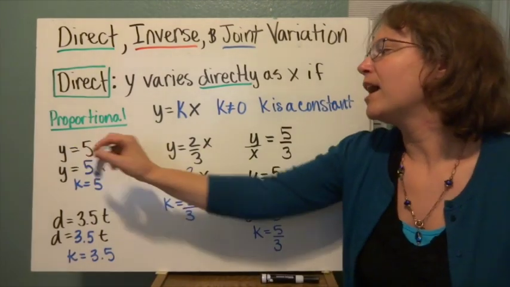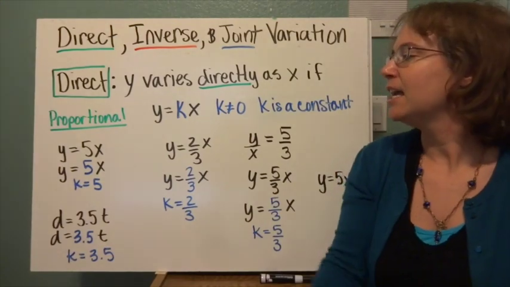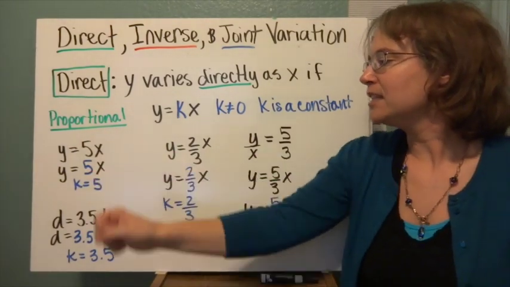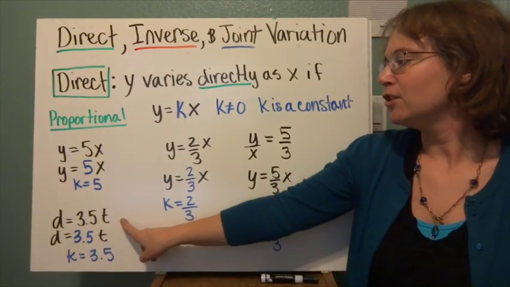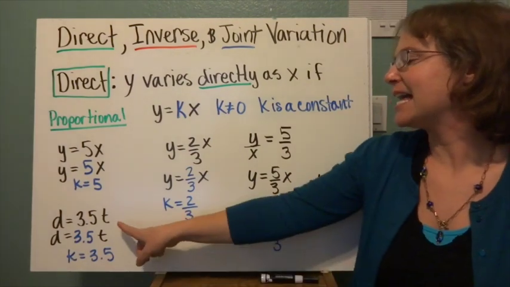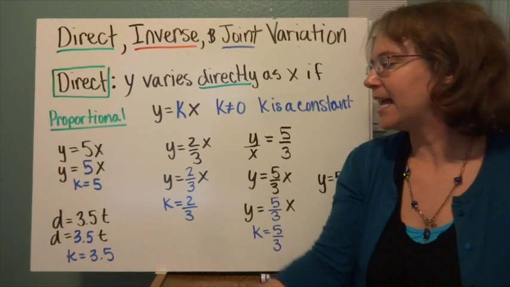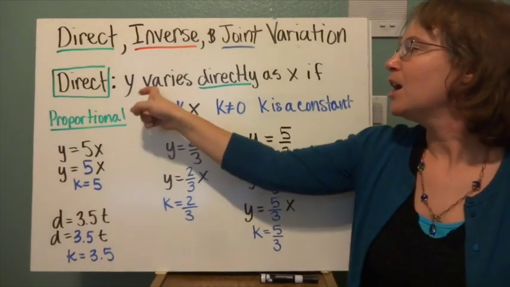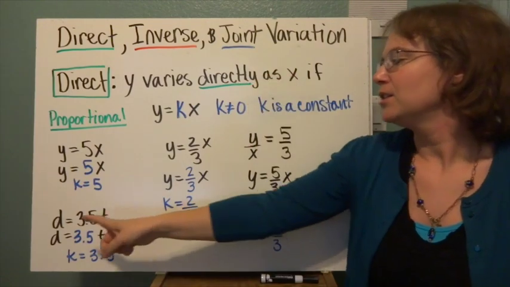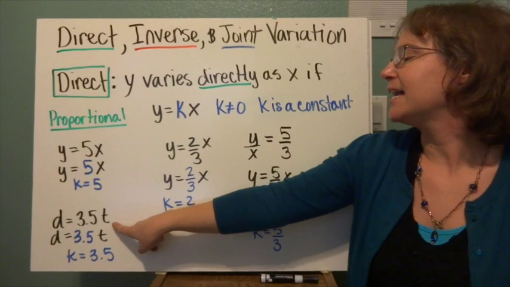So if we have y equals 5x, that 5 is my constant in this case. I'm always multiplying x by 5 in order to get y. So k is 5 in this case. Looking down here, we would say d varies directly as t. So notice we don't have to use y and x. We can use other variables, but we have to be explicit about what's varying to what. So we have d varying directly as t.